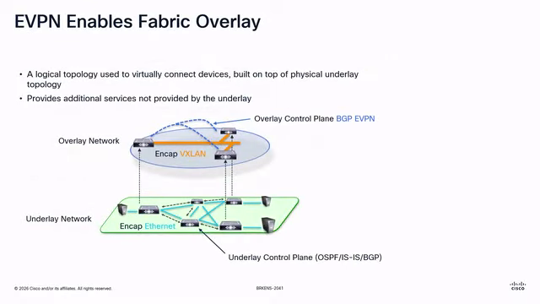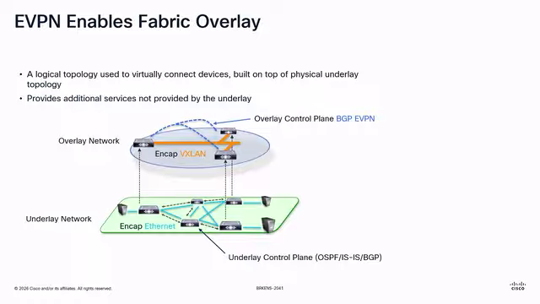A famous quote by David Wheeler is, all problems in computer science can be solved by another level of indirection, in other words, abstraction. That's exactly what EVPN brings to the campus. We're creating a virtual topology, or virtual overlay, on top of our traditional routed or switched network.